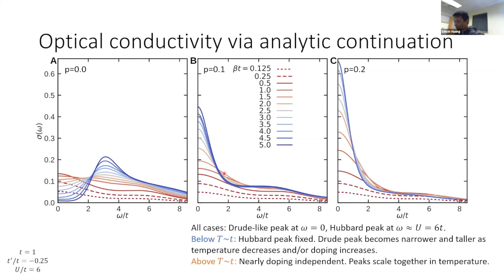Just by looking at these optical conductivity curves, we can delineate two temperature regimes. At high temperature, roughly of order hopping, the Hubbard peak and the Drude peak, if we look at these dashed lines and the first solid red lines, scale together with temperature as you decrease temperature. If you decrease temperature further, and you get into the regime where you have these blue lines, you see that the Hubbard peak doesn't change too much, whereas this Drude-like peak is becoming narrower and taller. In other words, the conductivity is increasing and the resistivity is decreasing as you decrease temperature.